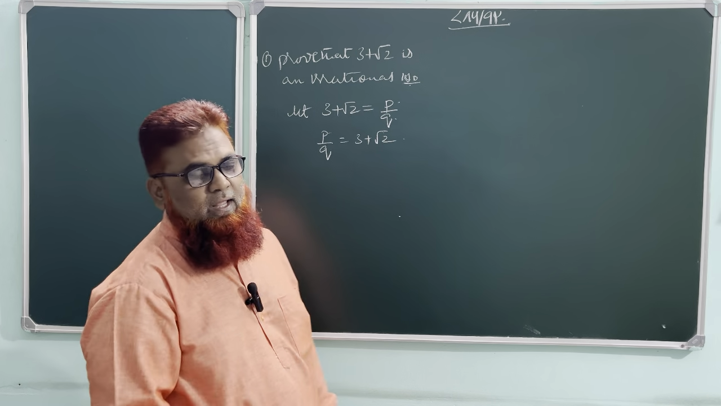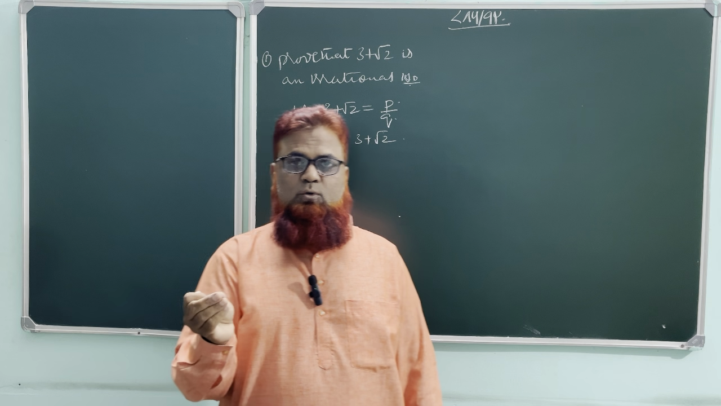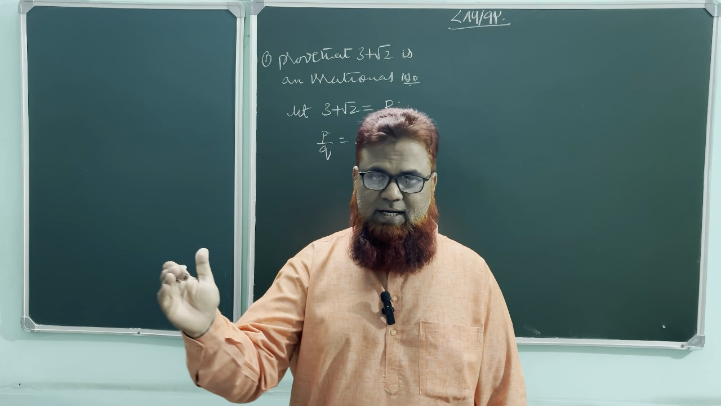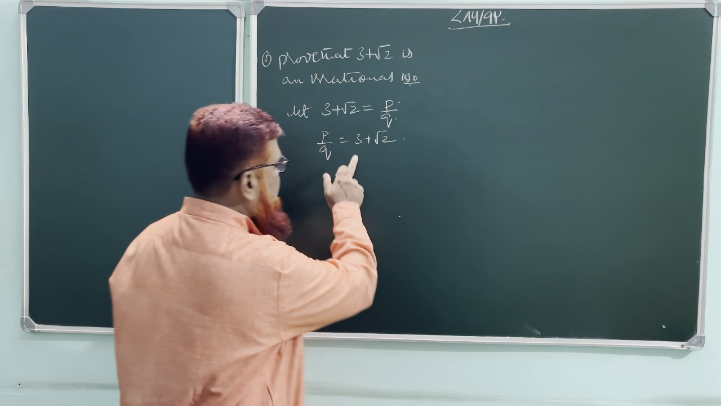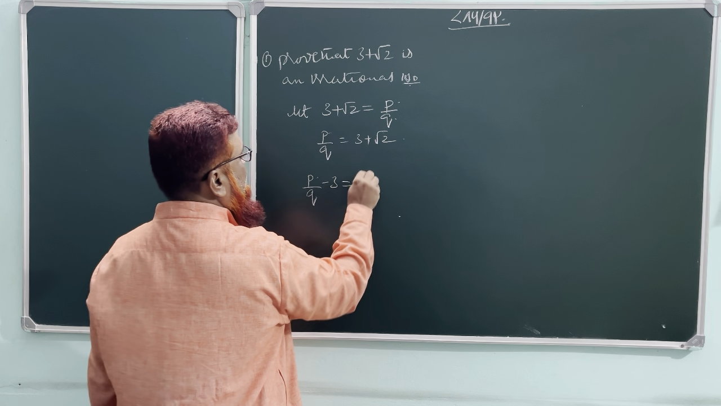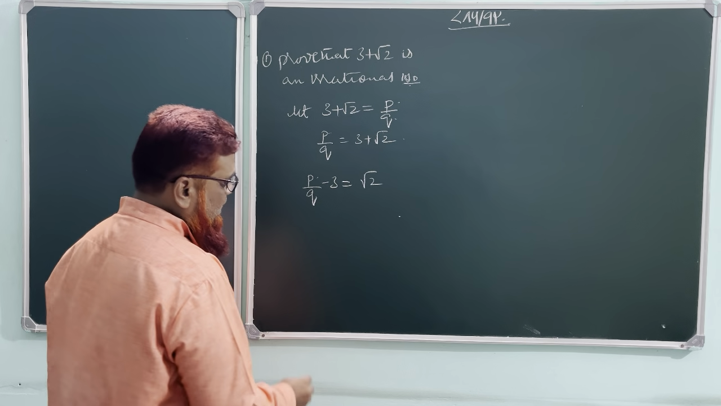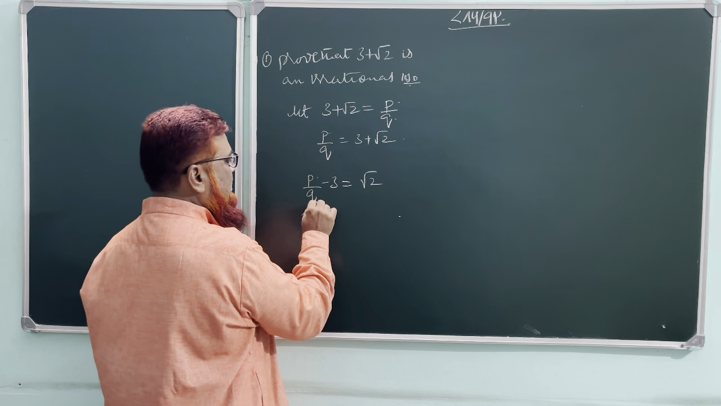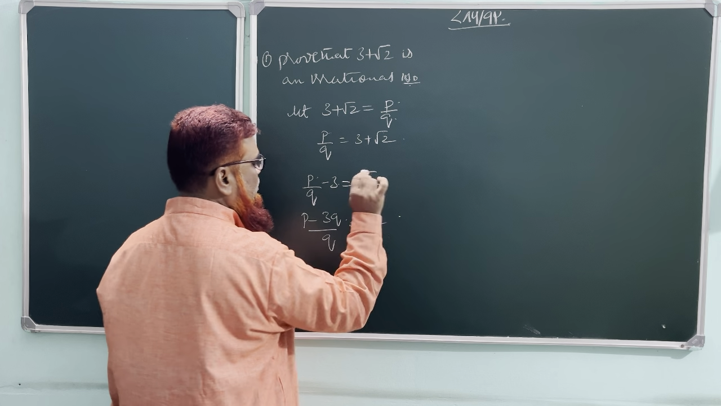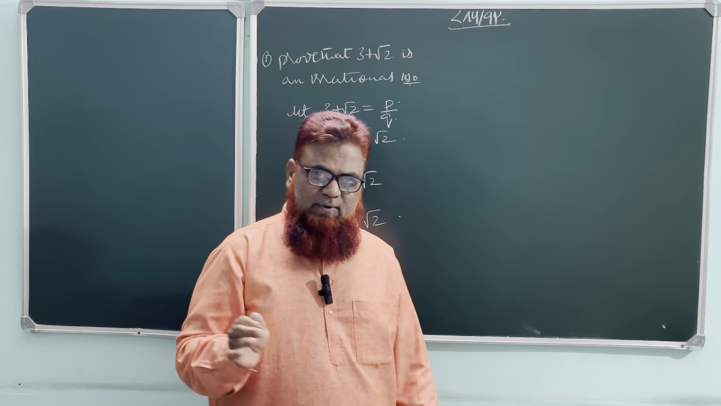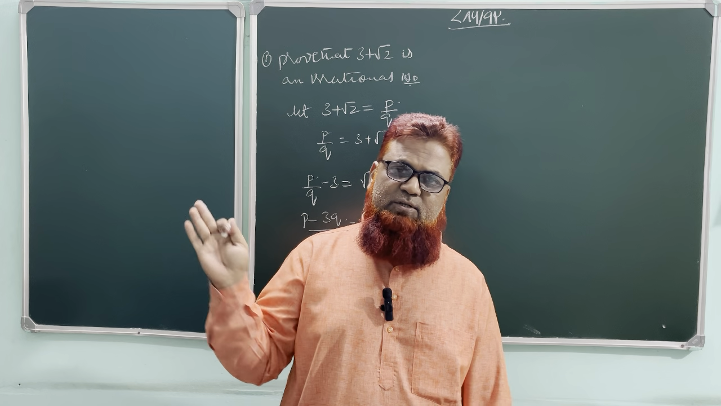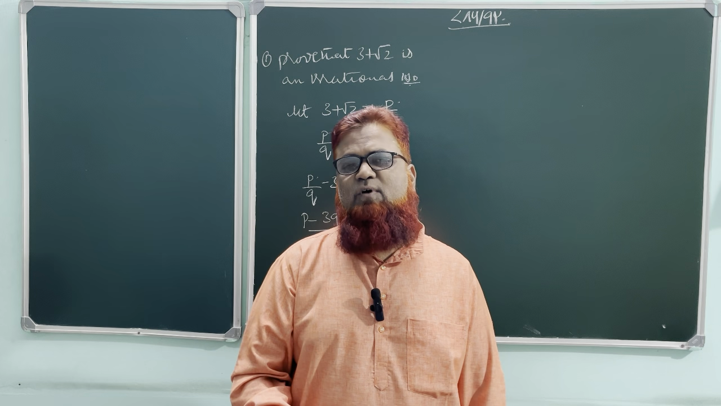Now, as you know very well, root 2 is an irrational number. So, keeping root 2 on the right side, take this 3 as a rational number to the left side. It becomes p by q minus 3 is equal to root 2. Then on simplification, (p minus 3q) divided by q is equal to root 2. On the contrary, what we have assumed is that p by q, which is 3 plus root 2, is a rational number in the form p by q.